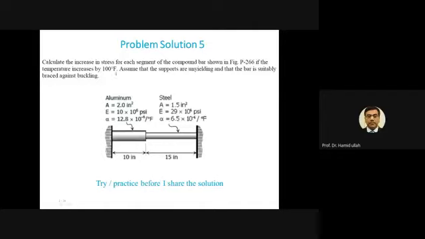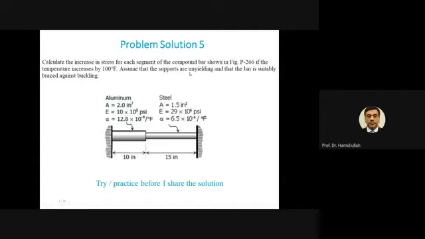What is required if you look at the statement? Calculate the increase in stress for each segment of the compound bar. So why is it called a compound bar? Because it is made of two different materials, one is aluminium and one is steel. So it is a compound bar which is shown in the figure. If the temperature is increased by 100 degree F, then assume that the supports are unyielding.